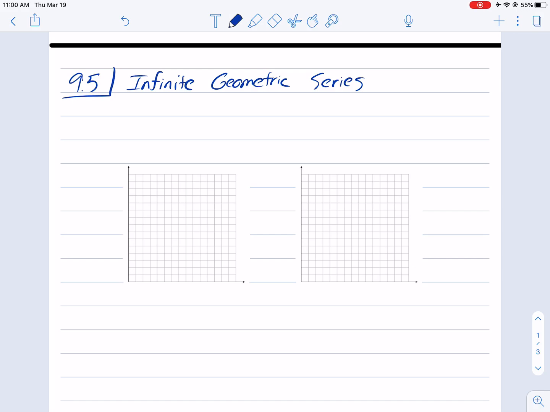Okay, but let's start with two infinite geometric series. Remember, if they're infinite, we're going to need that ellipsis at the end. These are going on forever. So the sum of n terms for 4 plus 2 plus 1 plus a half plus a quarter plus an eighth, going on forever. And let's do S sub n, the sum for 2, 4, 8, 16, going on forever.